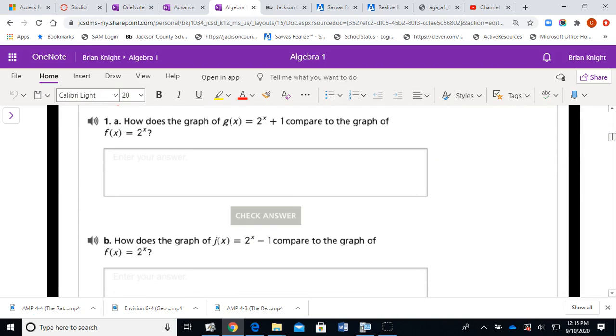So compare these two graphs. This one will be what? It'll be translated up 1. What does that do to things? Does it change the domain? No. Does it change the range? Yes. This one's range is y is greater than 0. This one's range will be y is greater than 1.